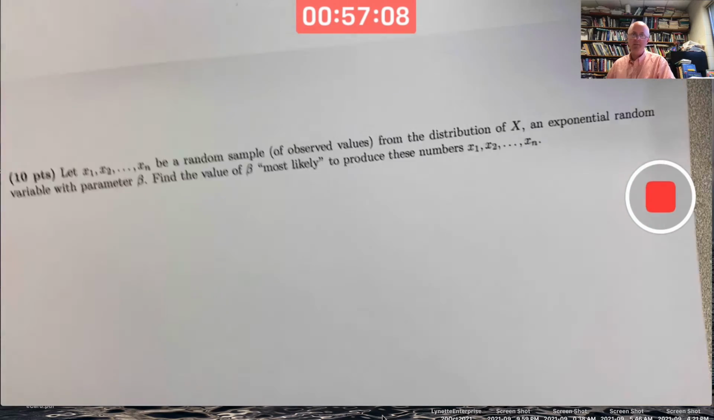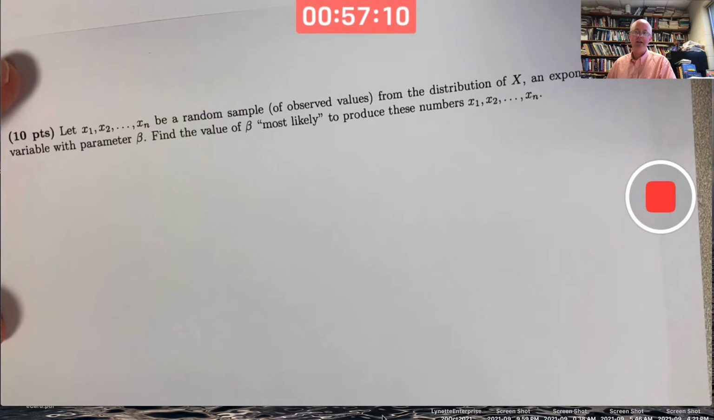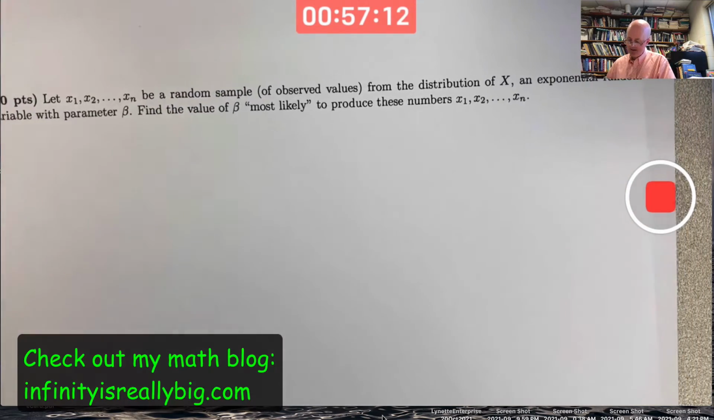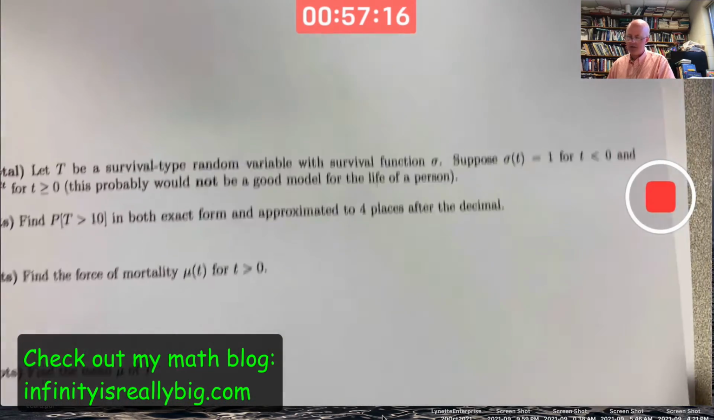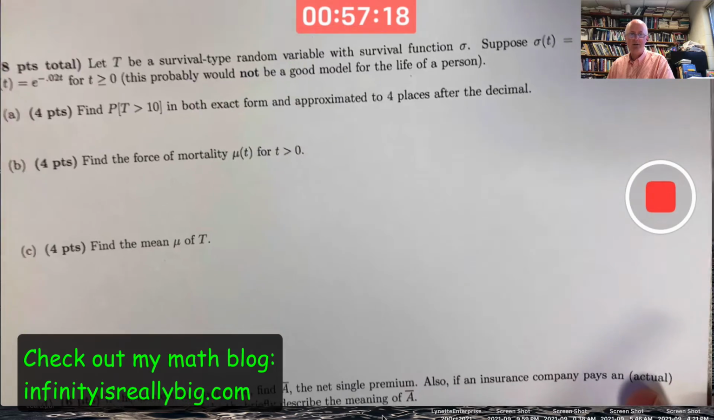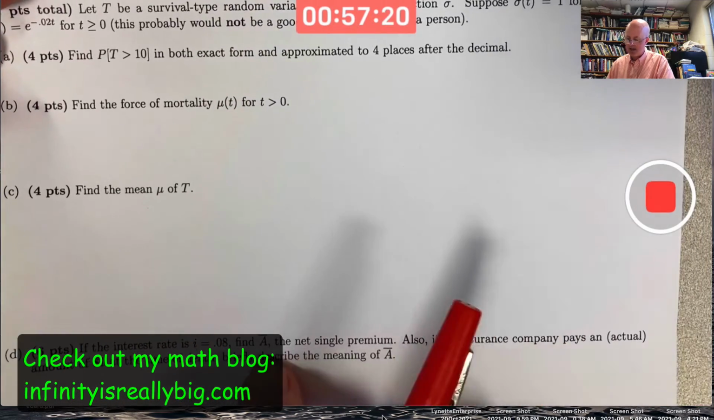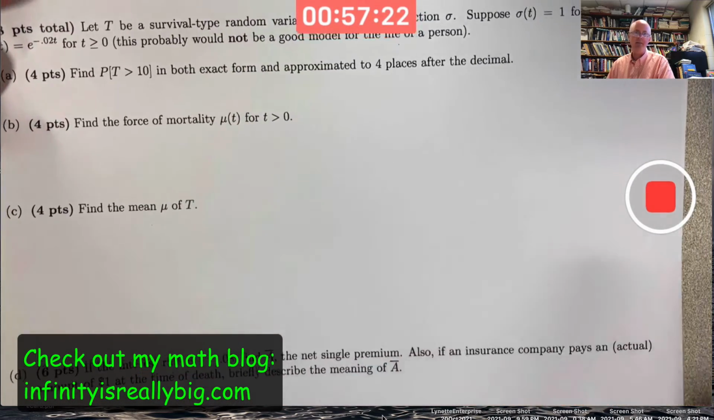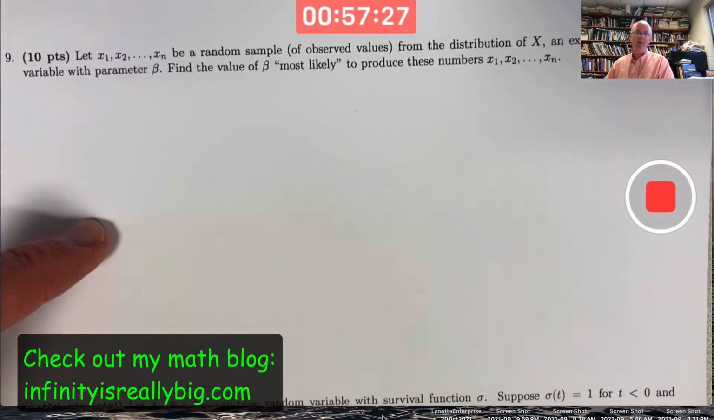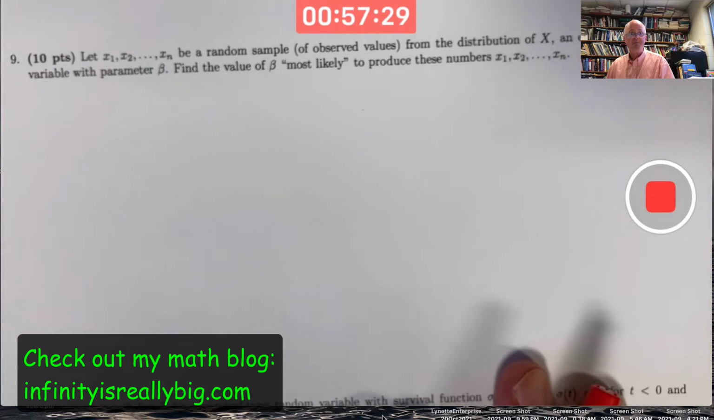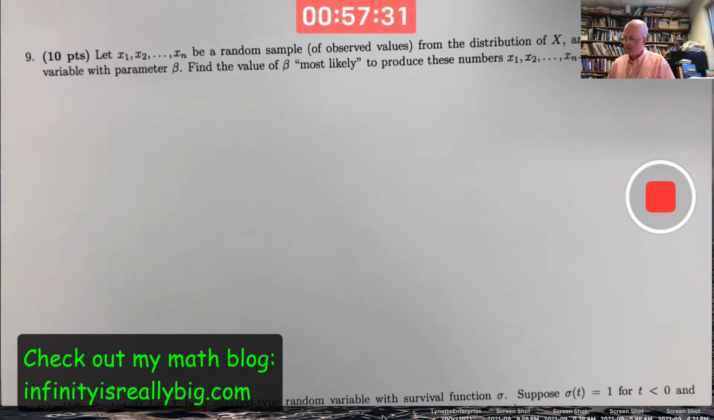Now, one more page. Very first problem on this page is about maximum likelihood estimators. Probably the toughest problem on the exam here. And the last problem is about actuarial science application using some special notation, including an A bar for something called the net single premium. If you don't know about actuarial science and don't care, you can skip that one, but I'm teaching it to my students here. Yeah, this number 9 is probably the toughest one.